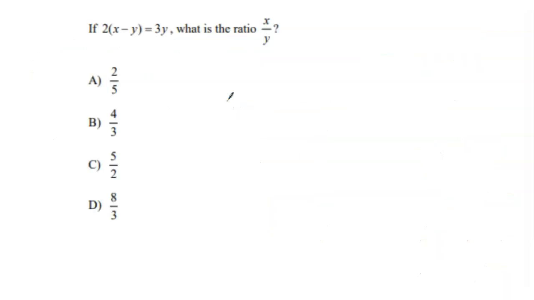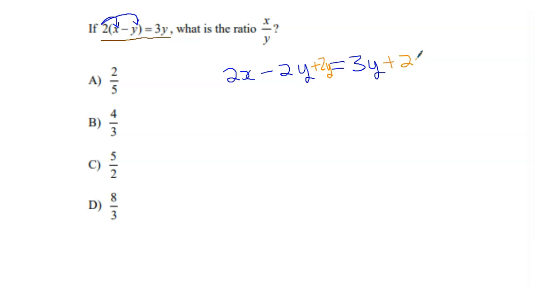Okay, so let's look at another equation that will lead into ratios too. They want us to find x over y. So what we're going to do, let's distribute from here and then see the outcome. 2 times x minus 2 times y must be equal to 3y. I distributed. Let's combine the like terms. So here we add 2y to make it 0.